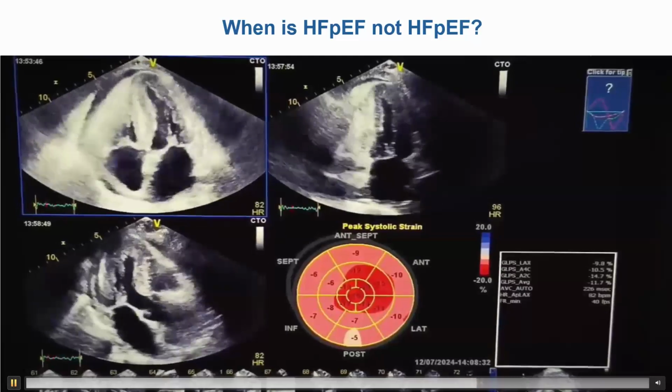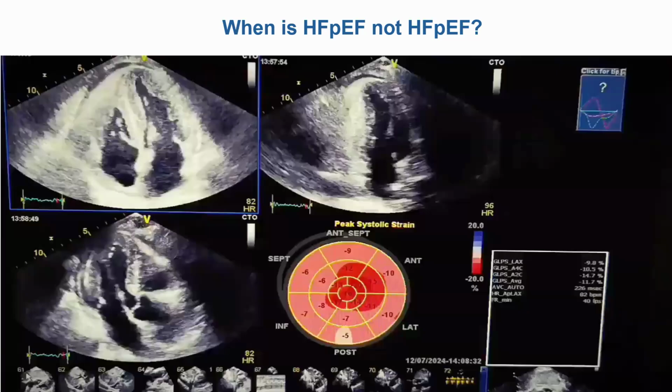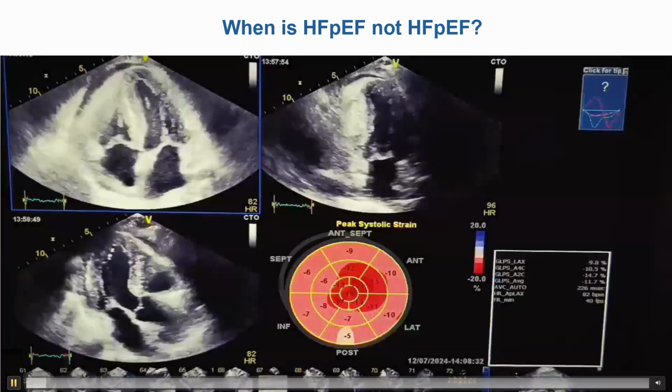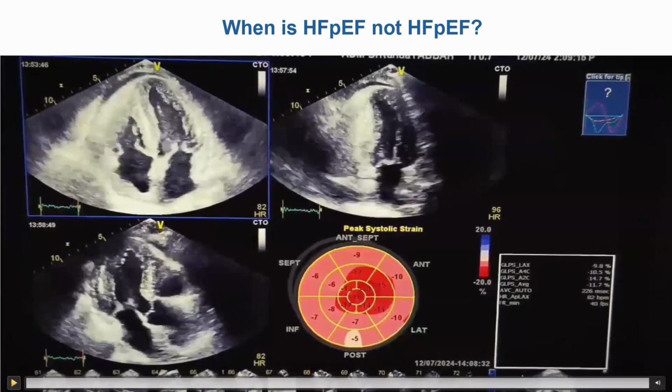Yeah, he's got a preserved EF, but he's got this history here. He's got a score of 6, meeting the criteria for HFpEF, but he's got this echo here that we have seen. Any takers? Yes, so this is the typical pattern we see in cardiac amyloid. We call it a cherry on top of a cake pattern there on GLS. So this patient doesn't have HFpEF. It's just a mimic of HFpEF. This patient has cardiac amyloid.